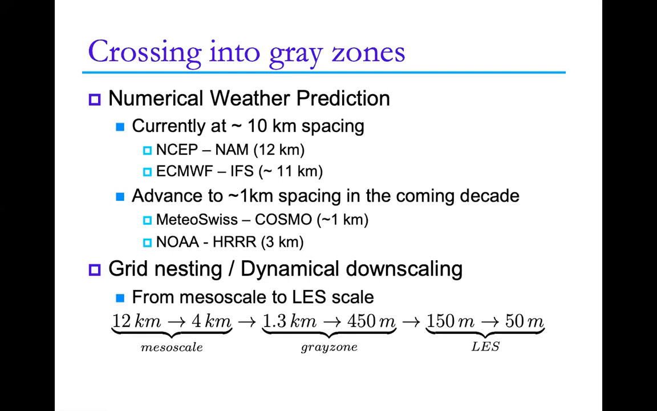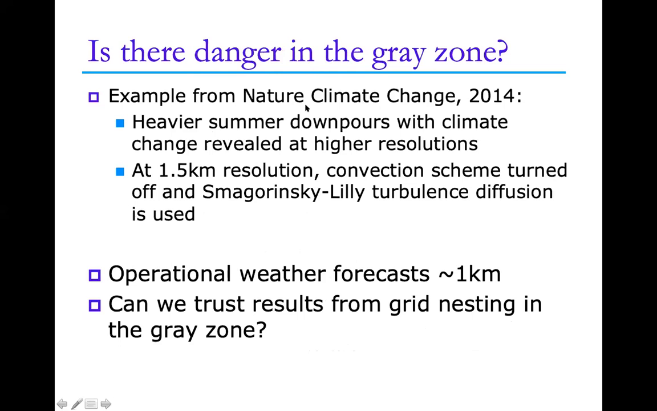And just to give you an example of people pushing models down to finer resolution, there was a paper recently in Nature that was talking about regional climate change and how they saw heavier summer downpours at higher resolutions under climate change conditions. And in their simulations, in their setup, they used 1.5 kilometer resolution. They turned off the convection scheme, and they used a Smagorinsky turbulence closure model. And so they're drawing conclusions from a simulation that's done at gray zone resolutions, arguably.